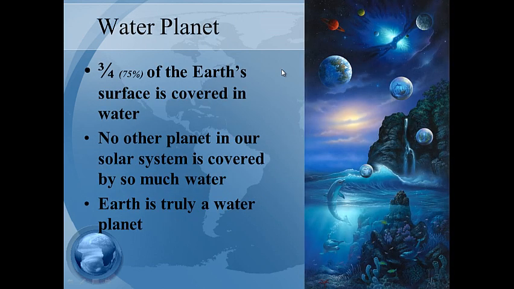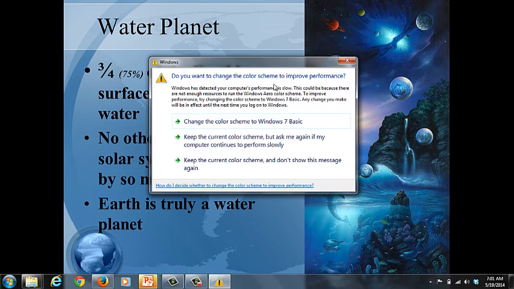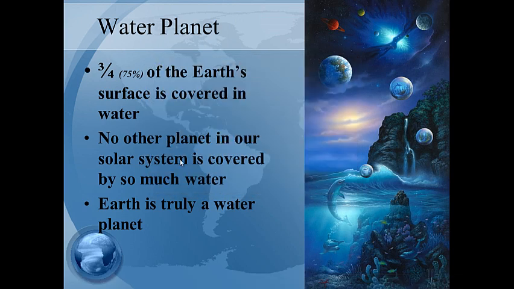Water planet. 3/4 of the Earth's surface is covered in water. Okay, no other planet in our solar system is covered with so much water. Earth is truly a water planet. It makes us, okay, truly unique in our solar system, and for that matter, possibly in the universe. So, Earth is a water planet.